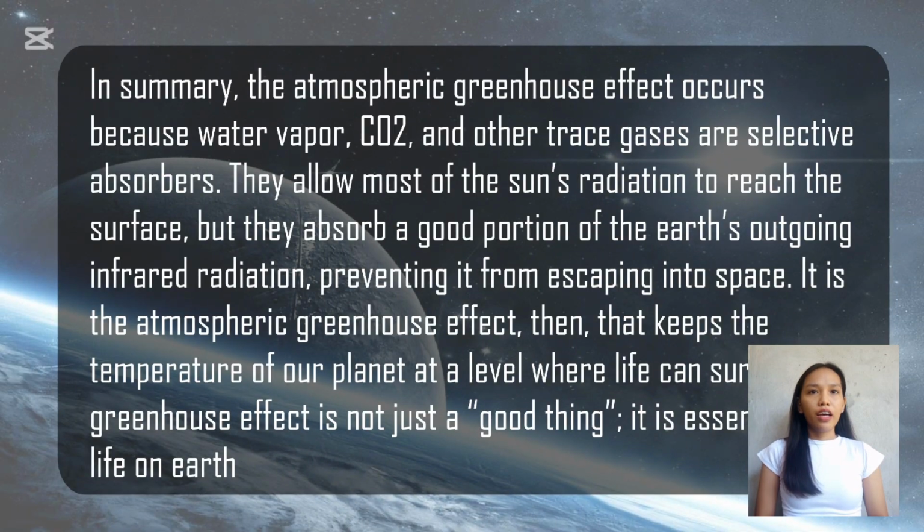In summary, the atmospheric greenhouse effect occurs because water vapor, CO2, and other trace gases are selective absorbers. They allow most of the sun radiation to reach the surface, but they absorb a good portion of the Earth's outgoing infrared radiation, preventing it from escaping into space. It is the atmospheric greenhouse effect. Then that keeps the temperature of our planet at a level where life can survive. The greenhouse effect is not just a good thing. It is essential to the life on Earth.